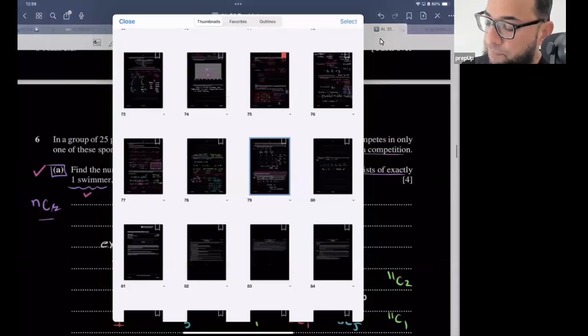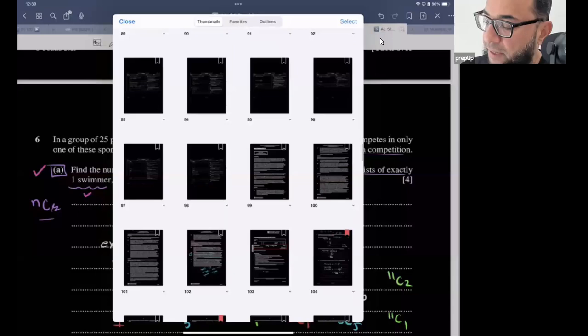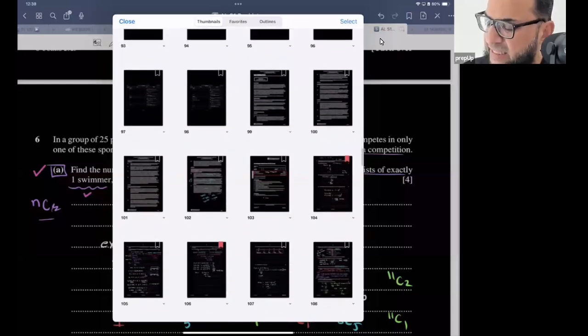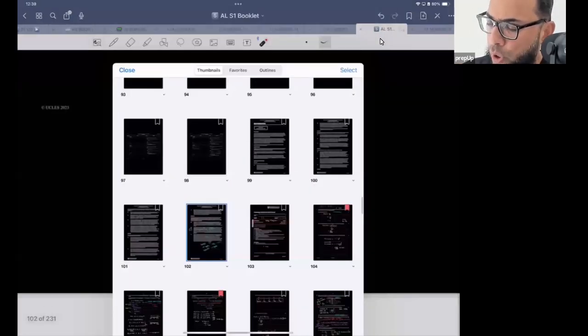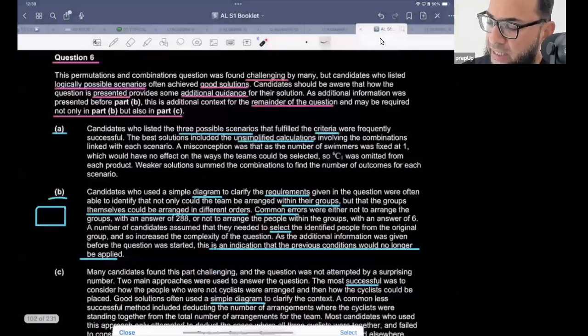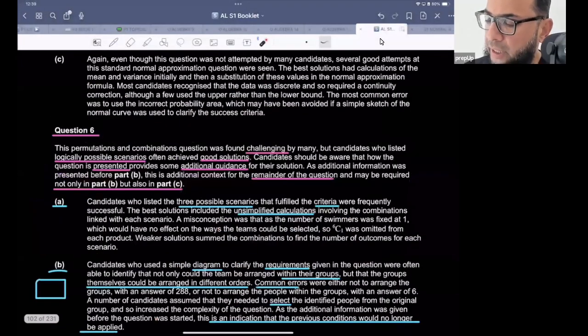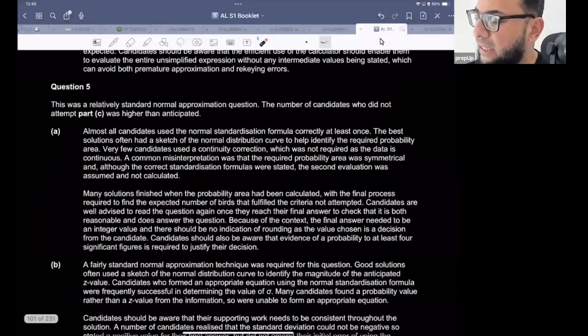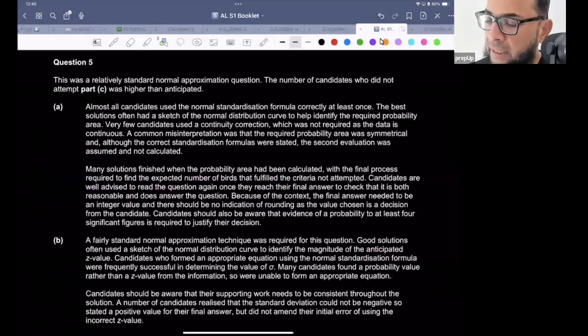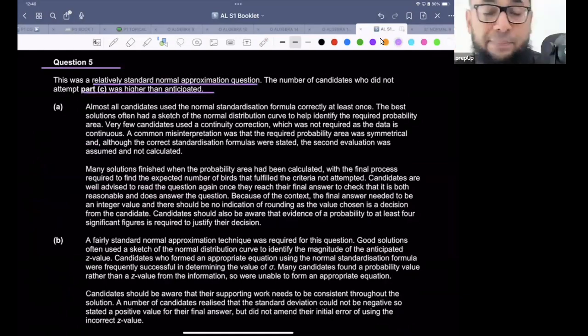So now let me move on to some other paper. And I think it's a good idea to just go through what people went through in this question. Okay, so let me grab the straight line thing. Question number 5. This was a relatively standard normal approximation question. The number of candidates who did not attempt part C was higher than anticipated. That means people are so weak in the basics.